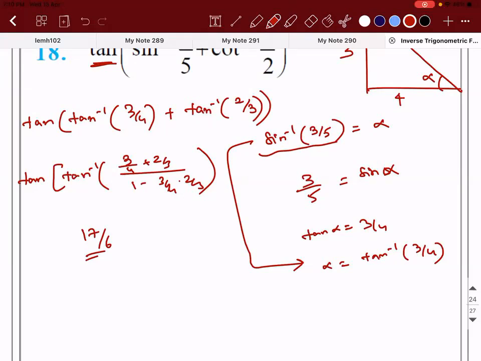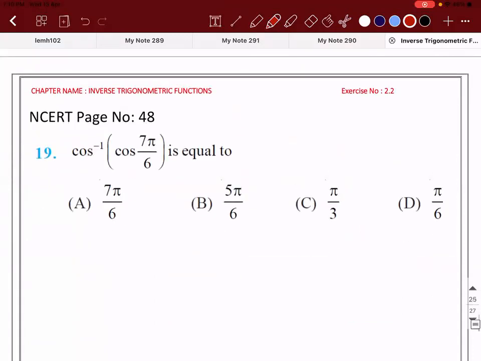Let's see what the other problems are. I'll just give you a hint. You can try it before next class. Cos inverse of cos 7 pi by 6. You can do it in your mind itself. 7 pi by 6 is greater than pi, so write it as cos of pi plus pi by 6. Pi plus pi by 6 is in the third quadrant, so minus cos pi by 6. So you have cos inverse of minus cos of pi by 6.